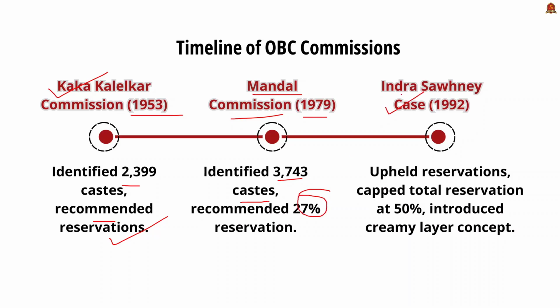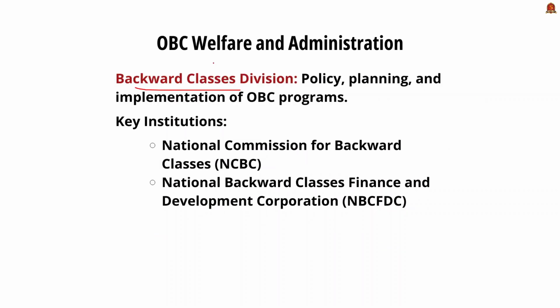And then there is Indra Sawhney case related to OBC reservation. In this case, the Supreme Court upheld reservations and capped the total reservation at 50%, including the OBC reservation and the SC/ST reservation. This case also introduced creamy layer concept. The backward class division within the Ministry of Social Justice and Empowerment is responsible for policy, planning and implementation of OBC programs. The important institutions for other backward classes are National Commission for Backward Classes (NCBC) and National Backward Classes Finance and Development Corporation. So these are other institutions working for the benefit of OBCs.